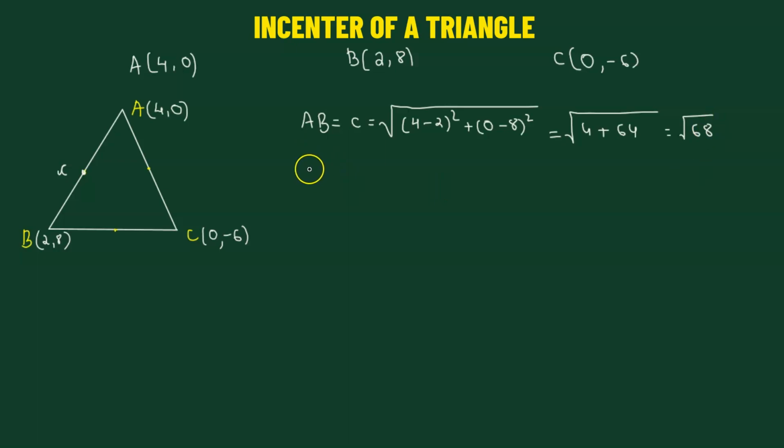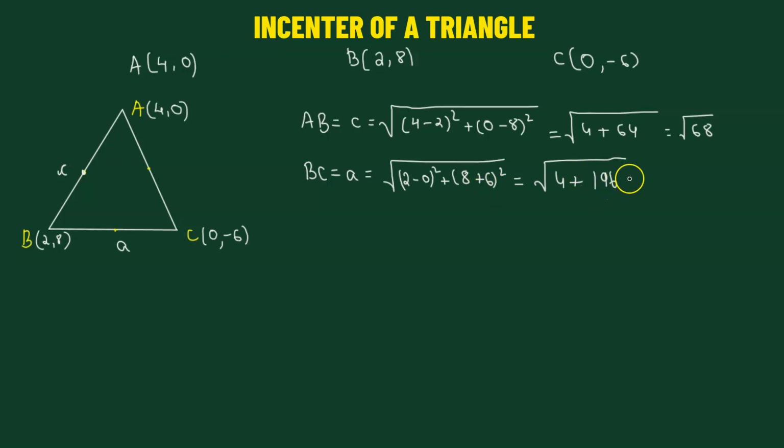Then we come to BC. BC is the side that's opposite to angle A, so we're going to denote it by the letter a. This has the length given by, we'll take the difference of the x coordinates, so that's 2 minus 0, square it and then add it to the difference of the y coordinates. So we have 8 minus negative 6, so we get 8 plus 6, whole squared. Now this will be equal to the square root of 4 plus, 6 plus 8, that's going to be 14. So 14 squared is 196. That corresponds to the square root of 200.